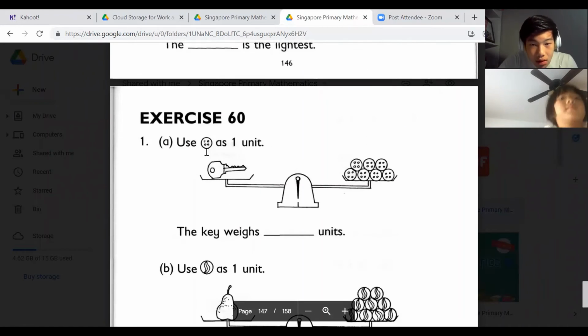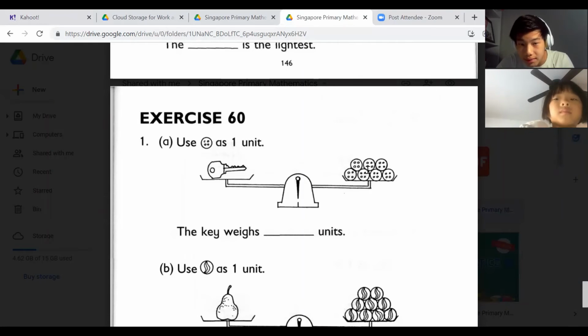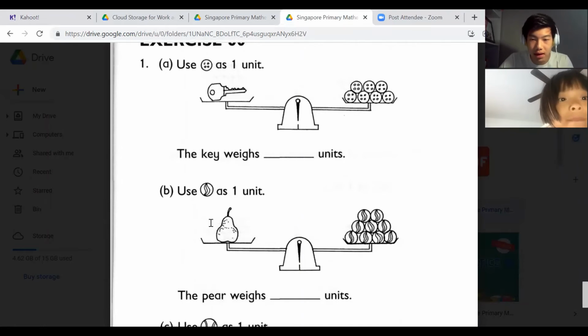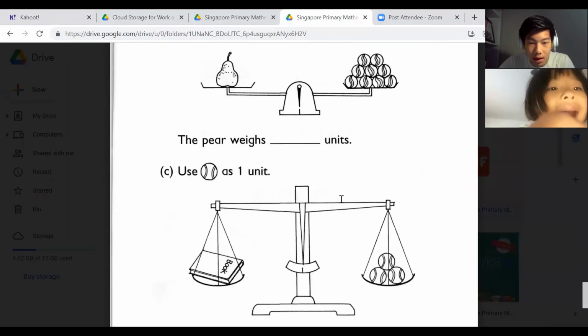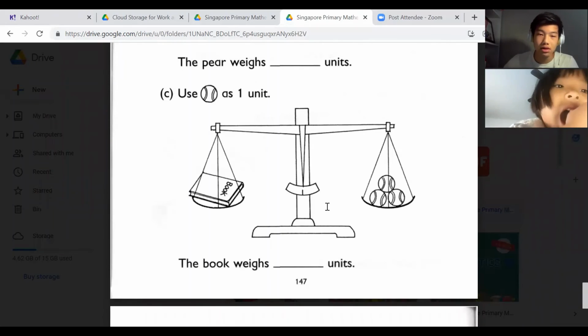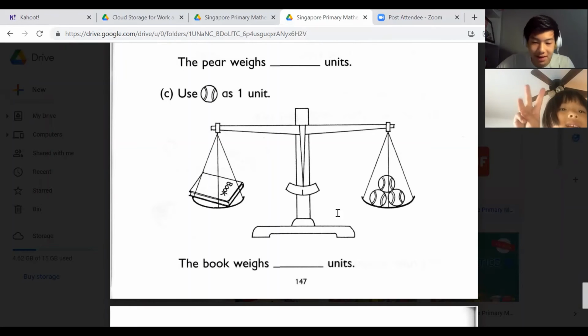Use these buttons as one unit. You can see you have the buttons over here and then the keys. So the key weighs how many units? 7. Perfect. Okay. So again, if we have marbles as one unit, the pear weighs how many units? 9. Perfect. Okay. What about this one? We have baseballs and a book. 3. Perfect.